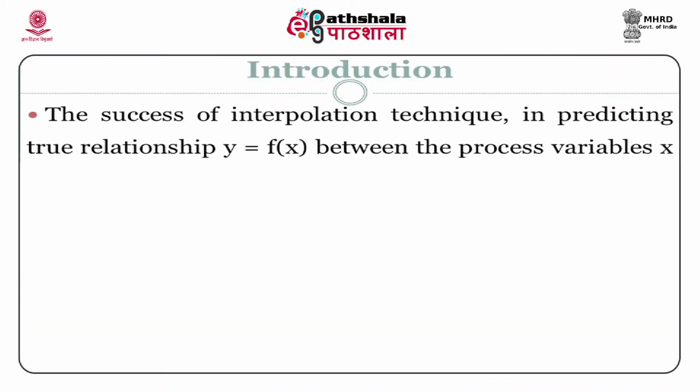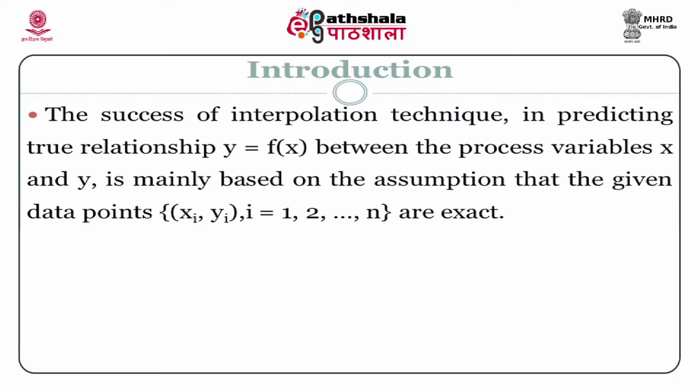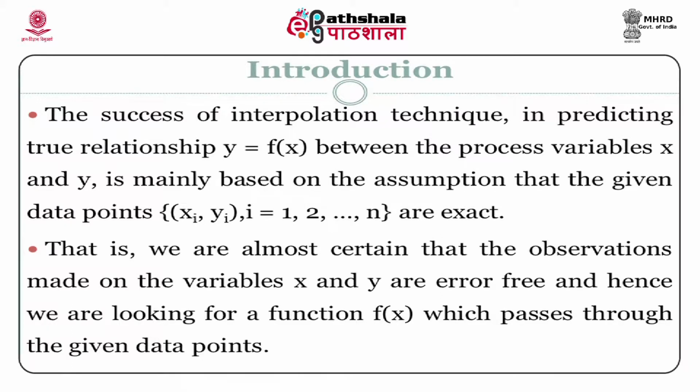The success of interpolation technique in predicting true relationship y is equal to f(x) between the process variables x and y is mainly based on the assumption that the given data points (xi, yi), i equal to 1 up to n, are exact. We are almost certain that the observations made on the variables x and y are error free, and hence we are looking for a function f(x) which passes through the given data points that predicts a relationship between x and y.